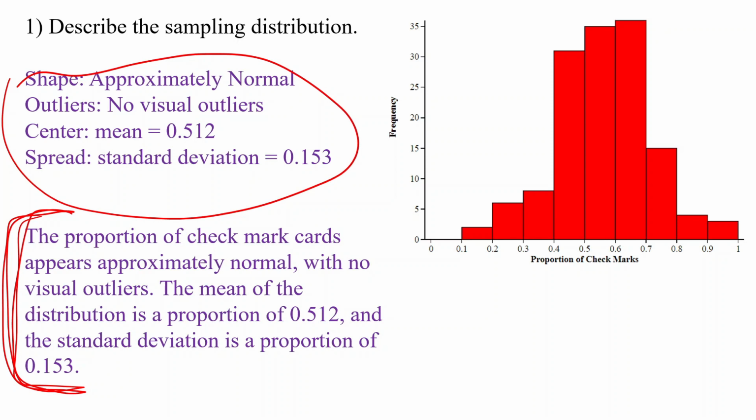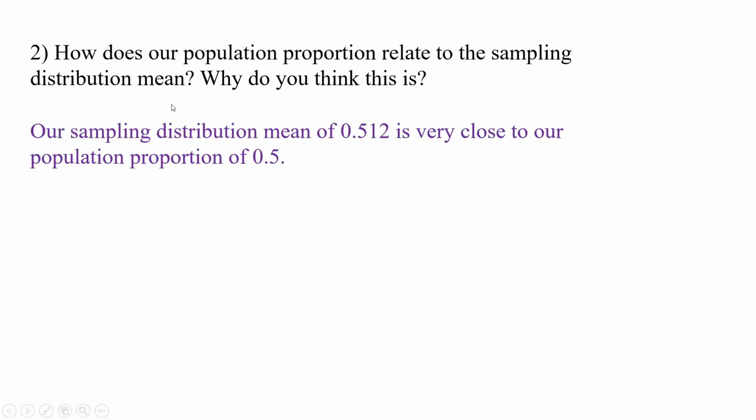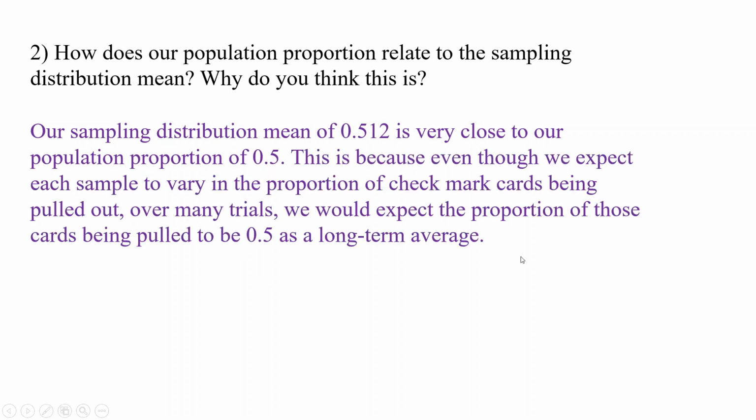You can list it, of course, but to get full credit, you want to make sure that you put the context with it. Okay. So now here's the description of our simulated sampling distribution, but what else does it really tell us? How does our population proportion relate to the sampling distribution mean? Okay, so we're going to look at the means, and why do we think this is? Well, the sampling distribution mean 0.512 was very close to our population proportion of 0.5. Okay, very close. And again, this was a simulated one, but it still ended up pretty close.